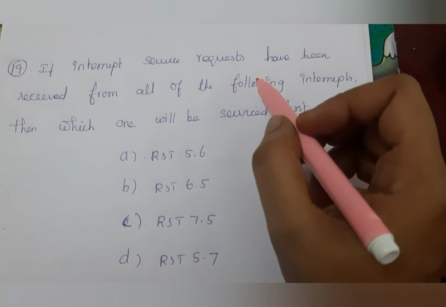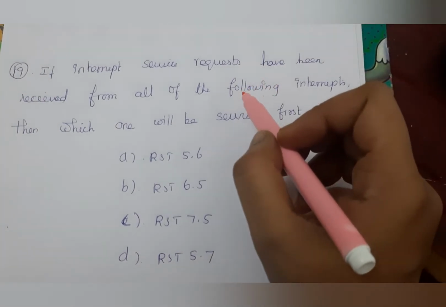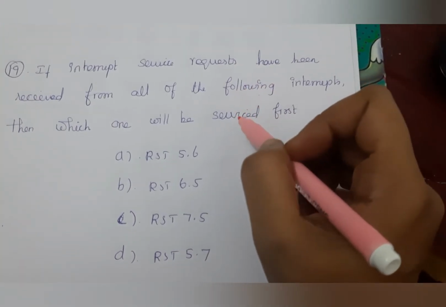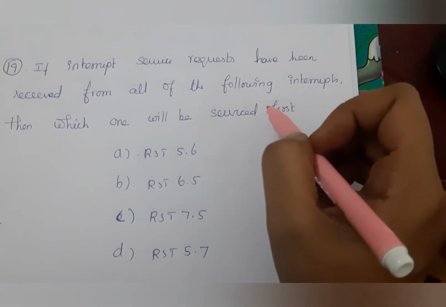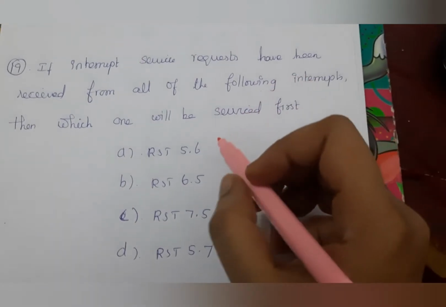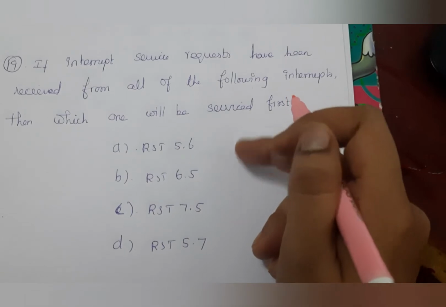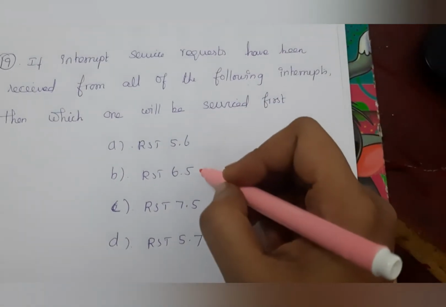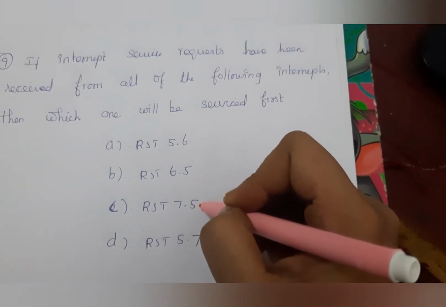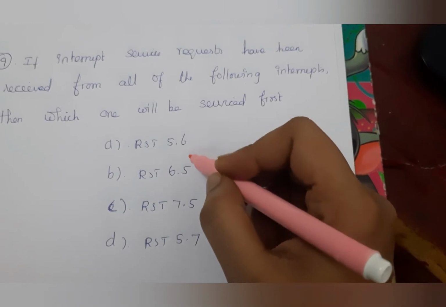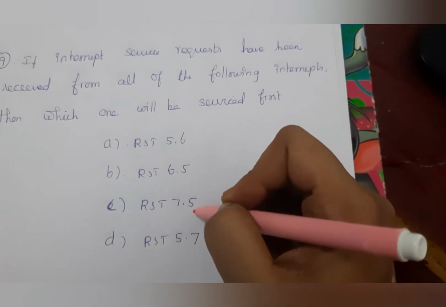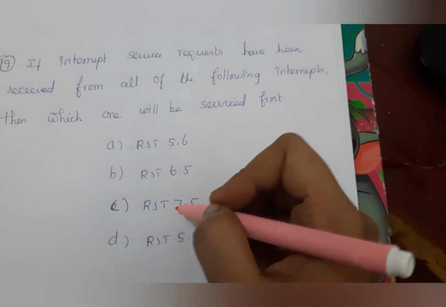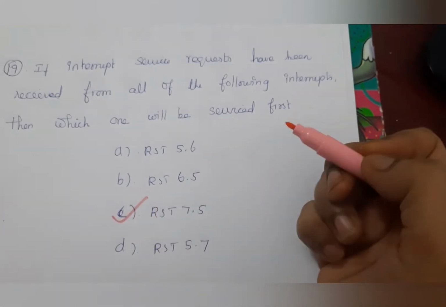Next question, if interrupt service requests have been received from all of the following interrupts, then which one will be served first? That means the priority of these interrupts, and we know the high to low priority order. RST 7.5 has the highest priority among these. So here the answer is C.